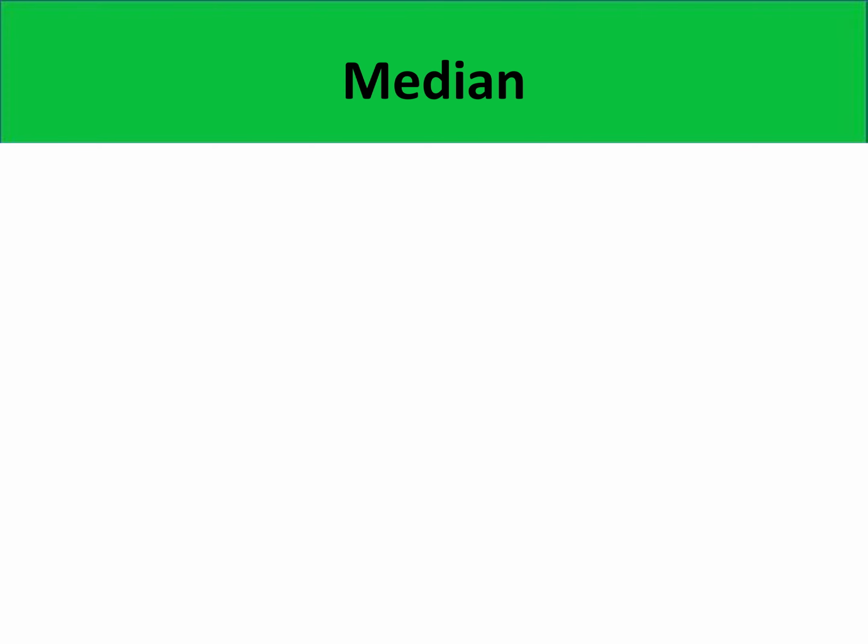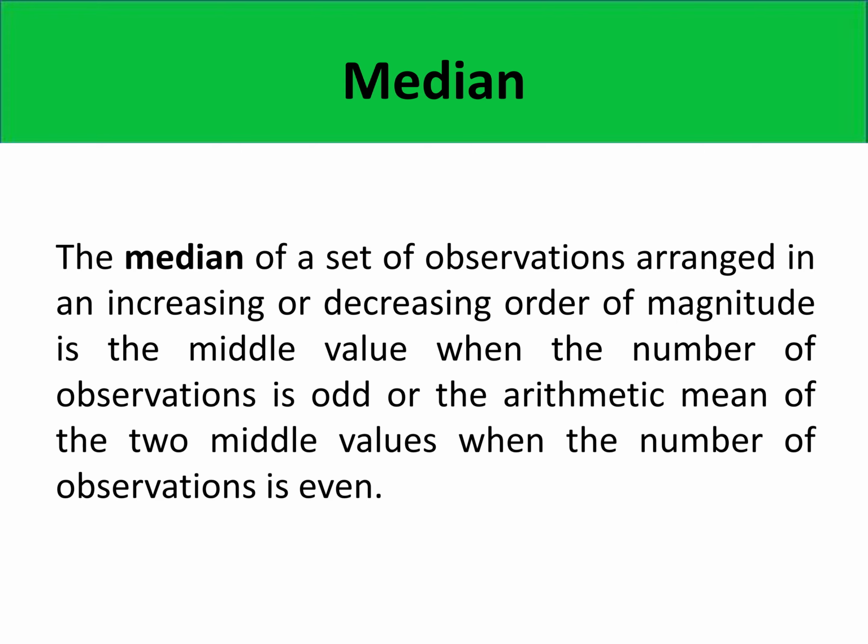The next measure of center is the median. The median of a set of observations arranged in an increasing or decreasing order of magnitude is the middle value when the number of observations is odd, or the arithmetic mean of the two middle values when the number of observations is even.